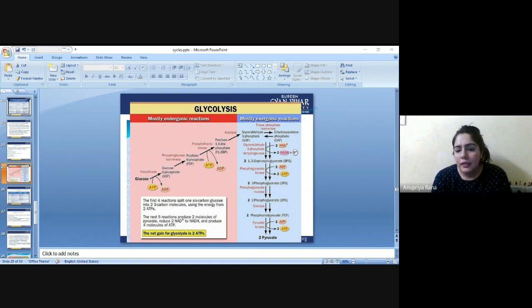Now 3-phosphoglycerate, 3PG. Then the enzyme mutase helps convert it into 2PG. So 2PG is 2-phosphoglycerate. Then, by the activity of enolase, 2-phosphoglycerate will be converted into phosphoenolpyruvate. This is almost when we are going to have our final product, pyruvate. For that, we need a final enzyme: pyruvate kinase.